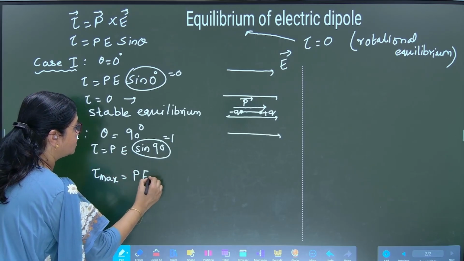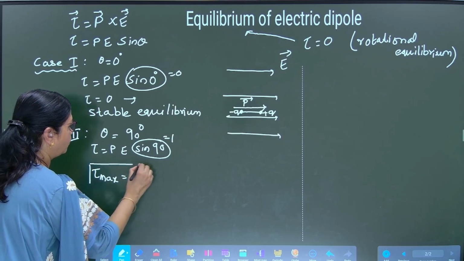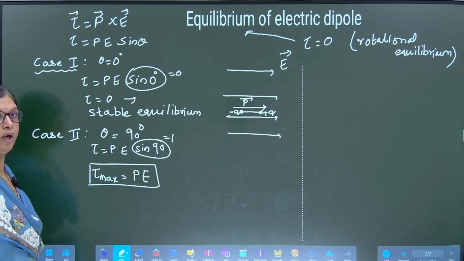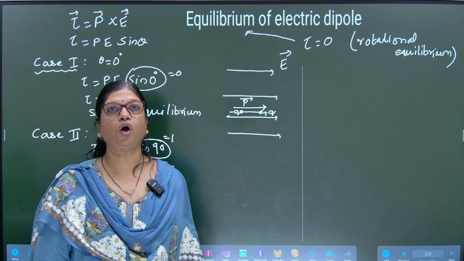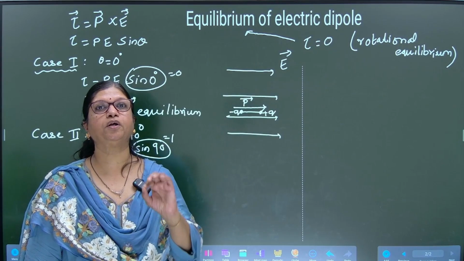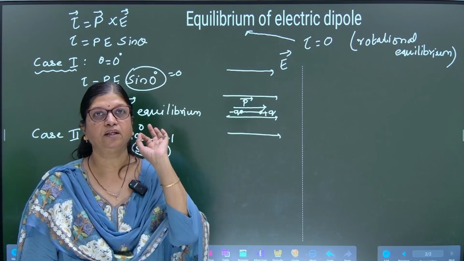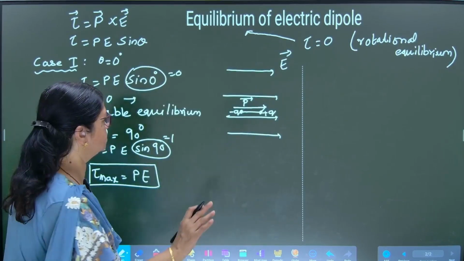So remember, this also is a PYQ. When do I get maximum torque? Only if I place the dipole perpendicular to the uniform electric field. How do I place it?